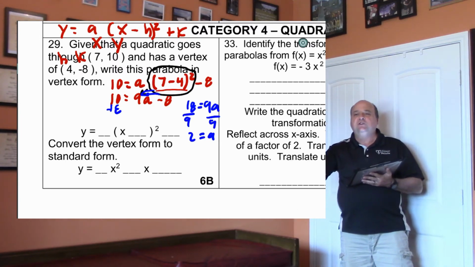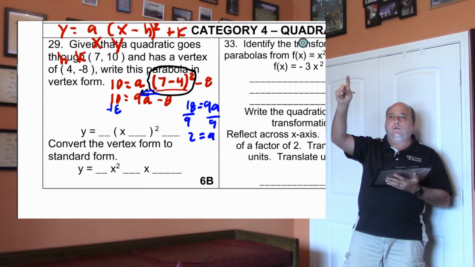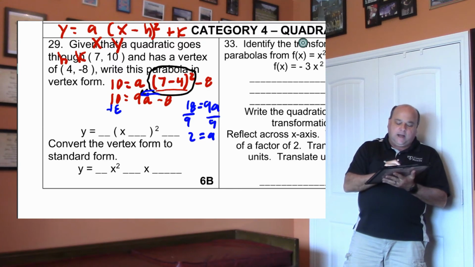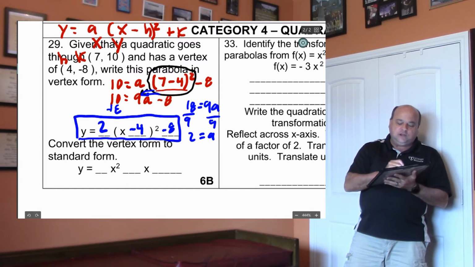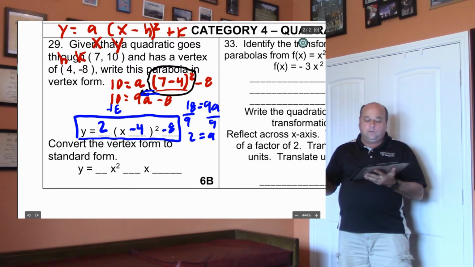So my a on this is 2, which is going to make the graph steeper, right? So I'm going to put y equals 2. The h won't change, minus 4, and then minus 8 at the end. I just wrote that equation in vertex form, right?